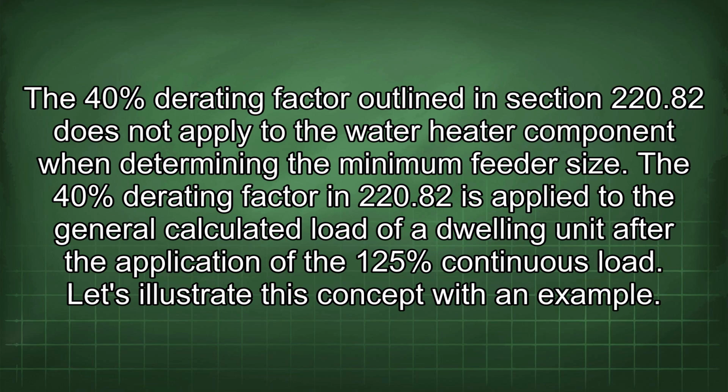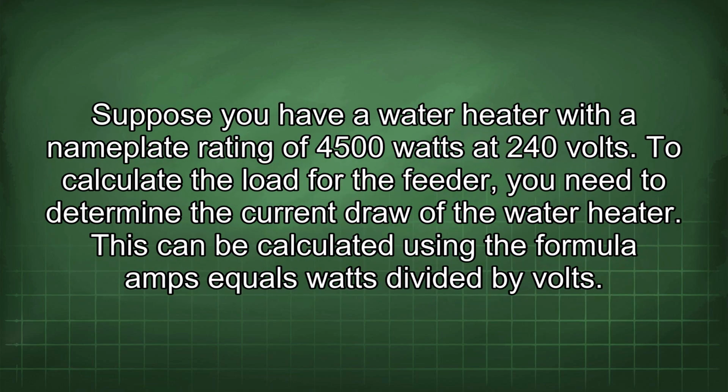minimum feeder size. The 40% derating factor in 220.82 is applied to the general calculated load of a dwelling unit after the application of the 125% continuous load. Let's illustrate this concept with an example. Suppose you have a water heater with a nameplate rating of 4,500 watts at 240 volts. To calculate the load for the feeder, you need to determine the current draw of the water heater.